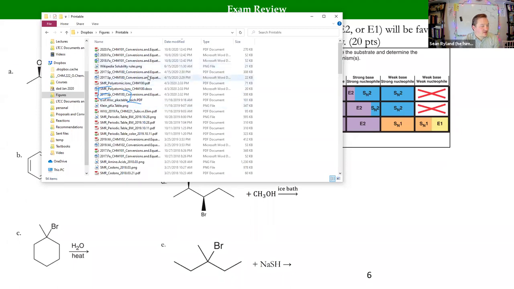The problem with having found and then saved all of these great figures in my Dropbox folders, I have to remember where the heck I saved them.